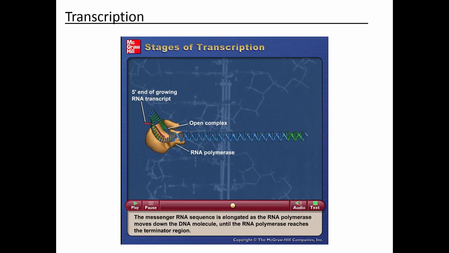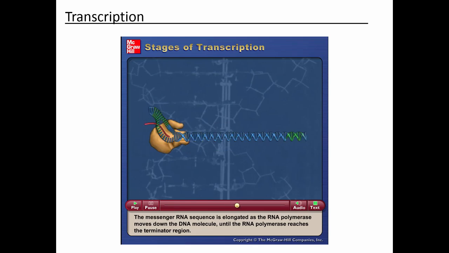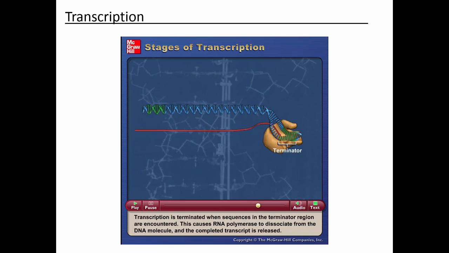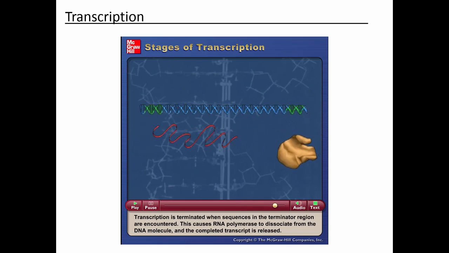The messenger RNA sequence is elongated as the RNA polymerase moves down the DNA molecule until the RNA polymerase reaches the terminator region. Transcription is terminated when sequences in the terminator region are encountered. This causes RNA polymerase to dissociate from the DNA molecule, and the completed transcript is released.